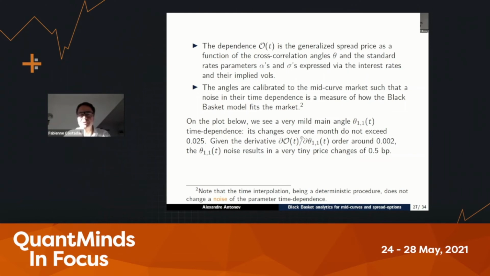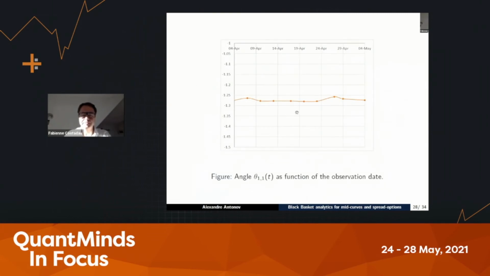So it changes over 1 month by 25 basis points. So it's very, very little. Given the option's sensitivity to this angle of around 20 basis points, the noise results do not exceed a couple of basis points for the flat volatilities. So we see that the angle stays very stable. That's the main angle.